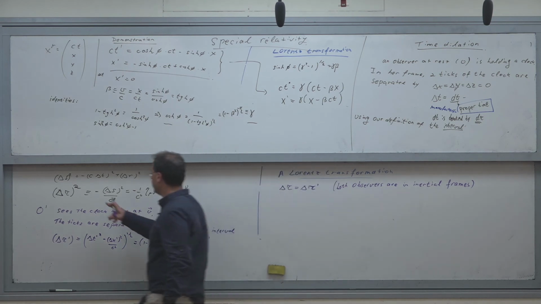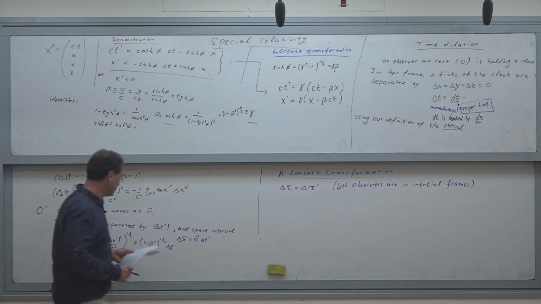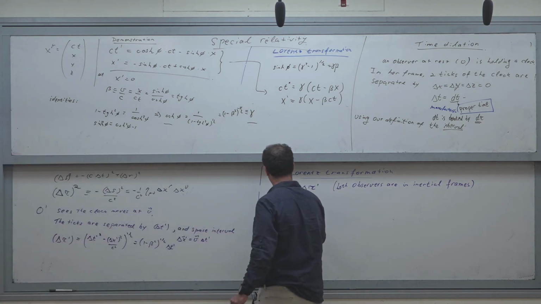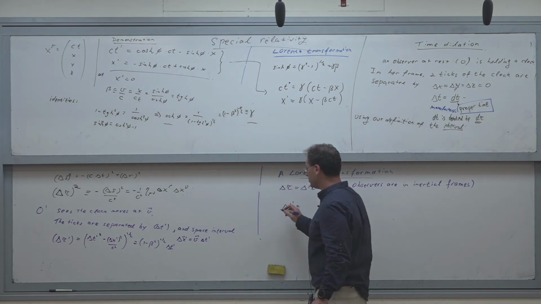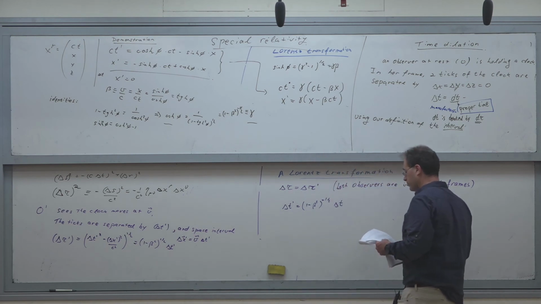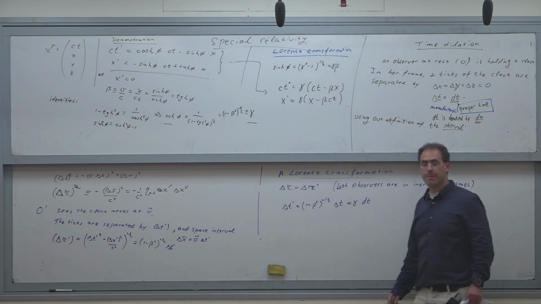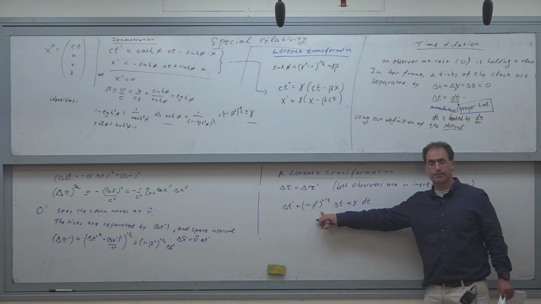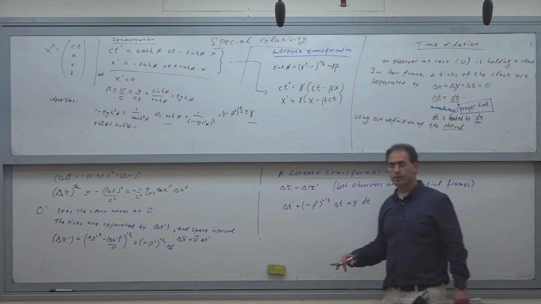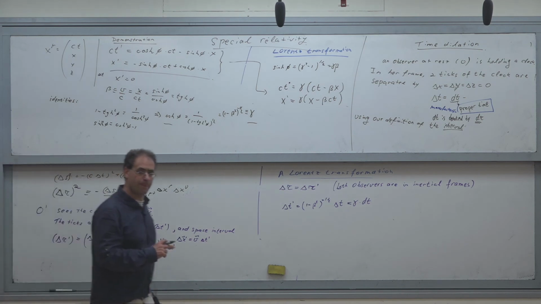Now, since these two have to be the same, that means that in your frame, delta t prime is equal to 1 minus beta squared to the minus 1/2 times delta t, or gamma times delta t. This is always greater than unity. So you will see me slowing down my clock just because I'm moving.